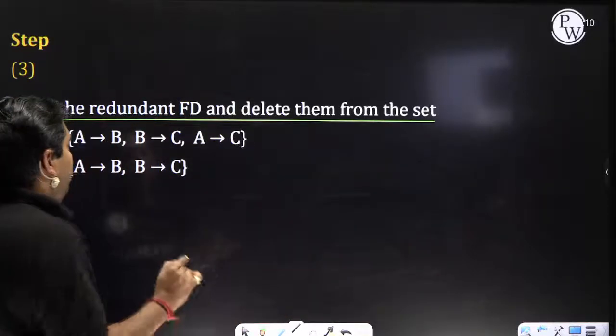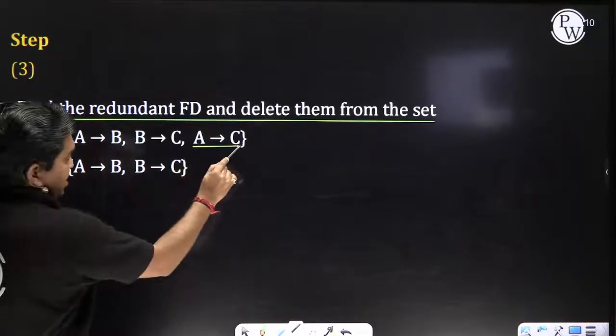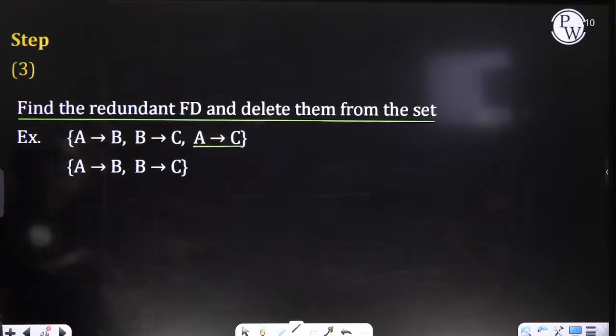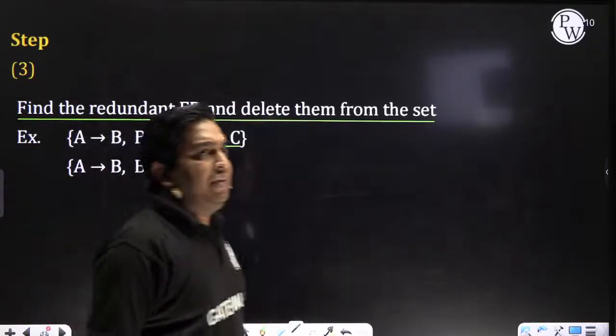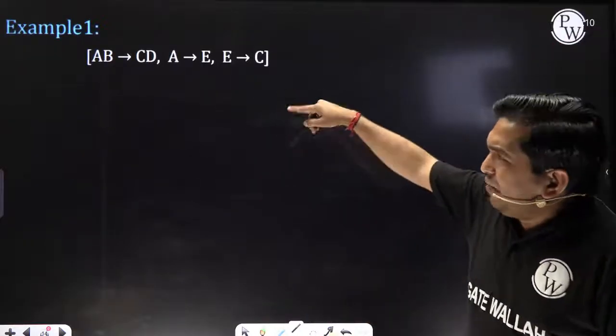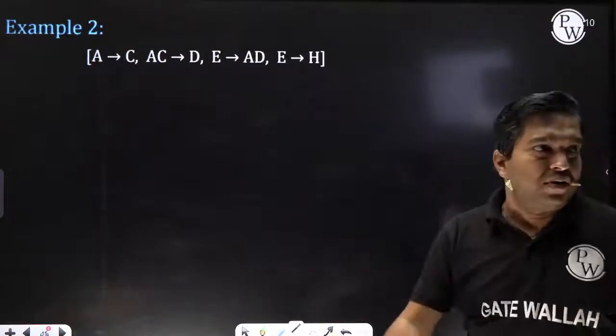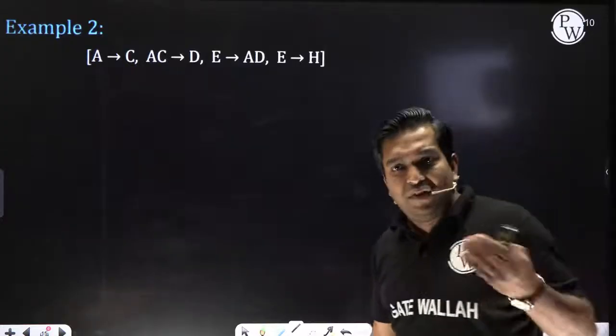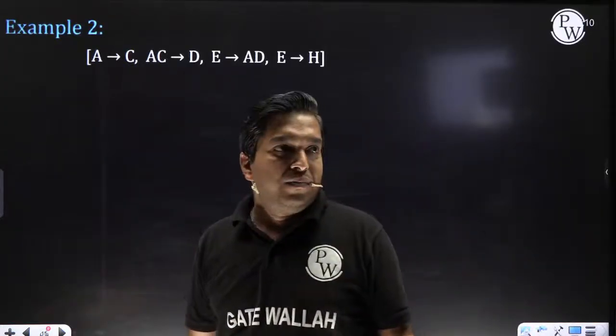A to B, B to C, A to C is extra. If we delete it, then we are getting A to B and B to C. Each and every one crystal clear, acknowledge fast. Then I will start the question. I will take this question first. One question I will solve, next question you will solve.